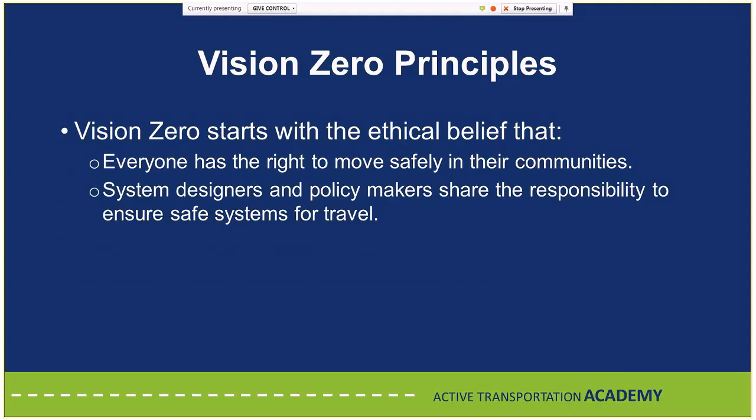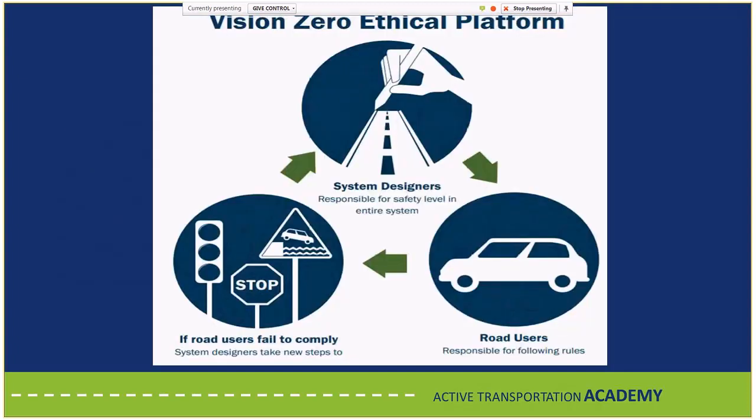So this is one of their infographics on how their ethical platform functions, where we've got engineers, planners, policymakers who are responsible for our infrastructure, planning out a system that then people use, and they're responsible for following the rules, but if something negative happens or people fail to comply or something degrades, then it goes back up to the system designers to react to that and design something that is safer.